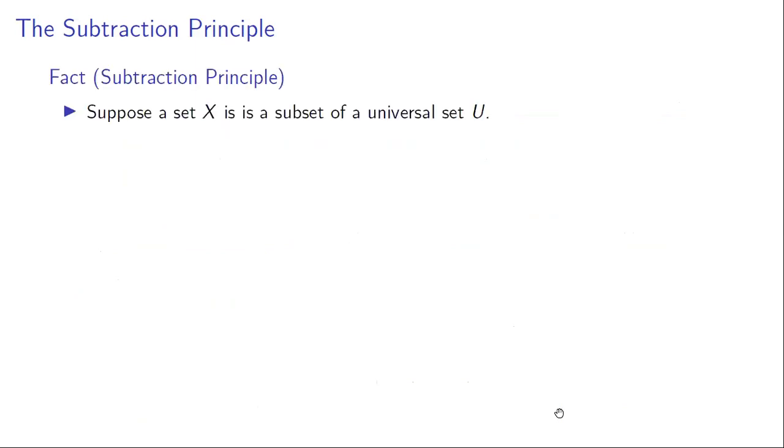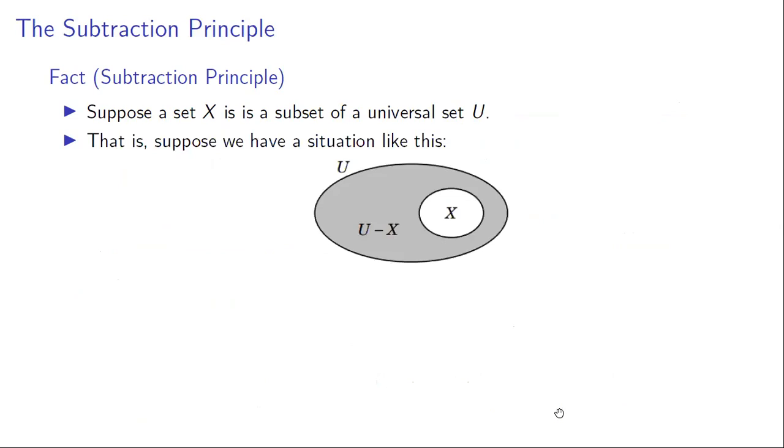Now we have a different idea, the subtraction principle, and just like the addition principle, we've used this before without clearly stating that we were using it. So suppose a set X is a subset of a universal set U. Okay, so we have a set X, which is a subset of a larger set, which we'll call U. That is, suppose we have a situation like this. So we have U, this big set on the outside, and then we have this little set X on the inside.